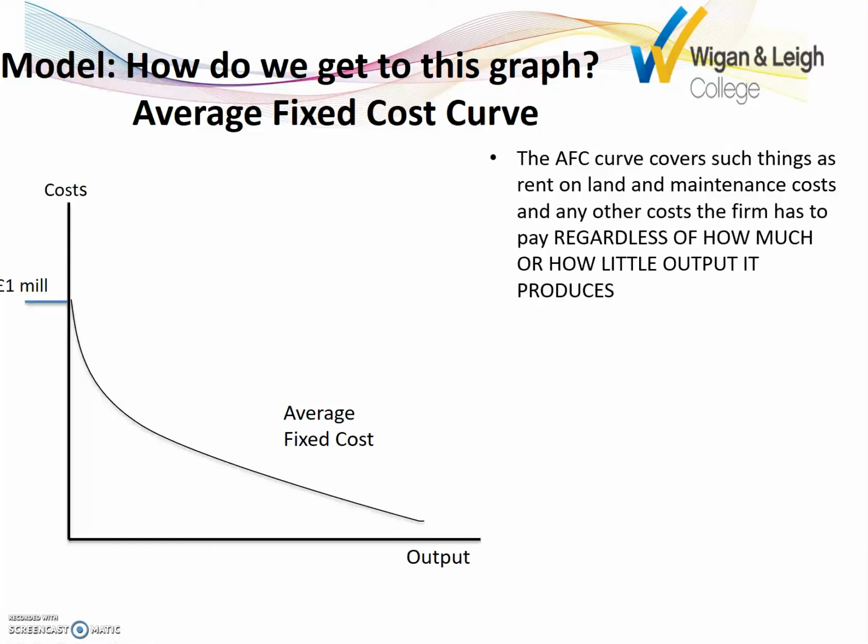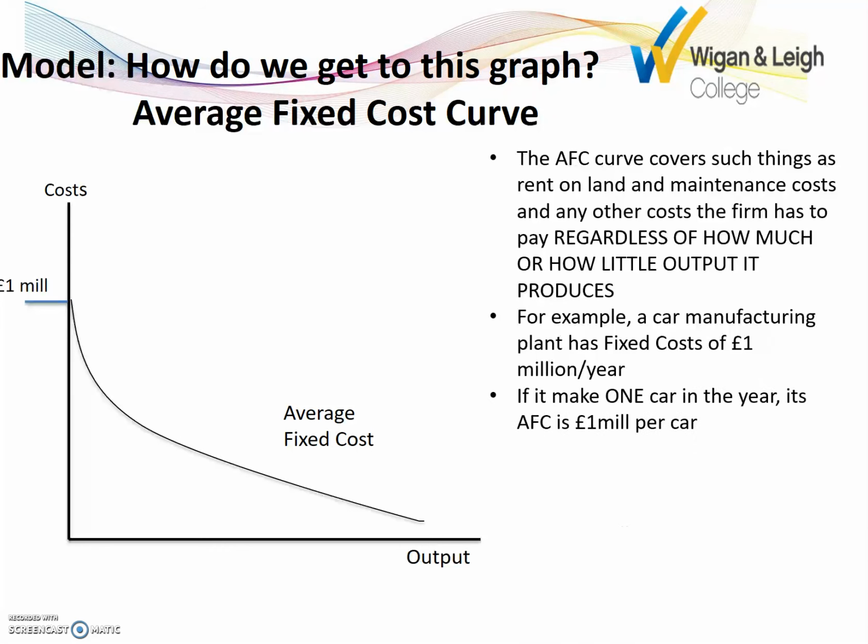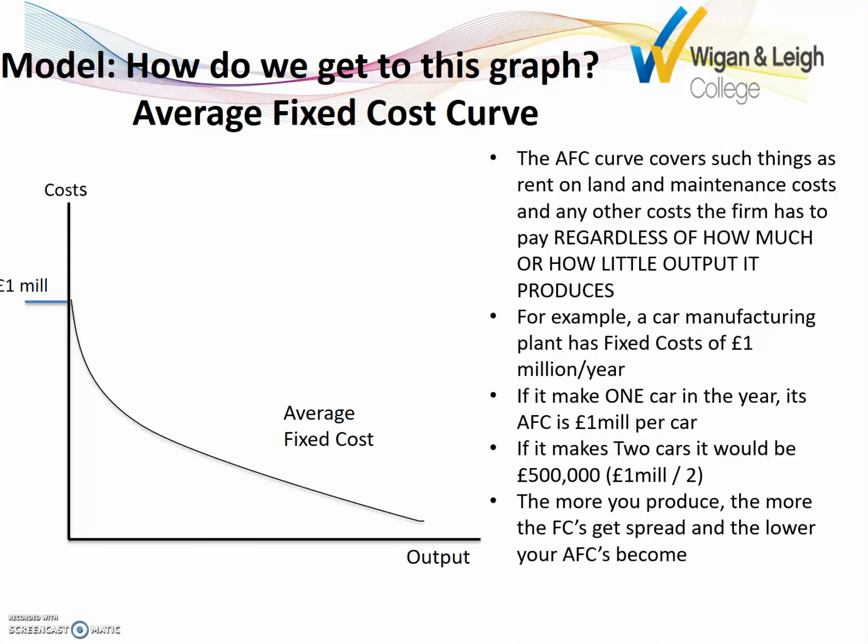So even though our total fixed costs are still £1 million, our average fixed cost, which is our total fixed cost divided by our output, for each unit we produce, it contributes a level of fixed cost. So we start to see a change appearing. So in this example, a car manufacturer, fixed cost of £1 million, makes one car, average fixed cost of £1 million, makes two cars, it's £500,000, etc. So we're basically spreading these average fixed costs. So the more we produce, the more they get spread.